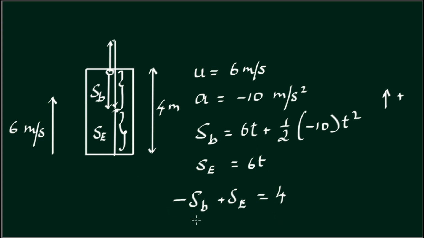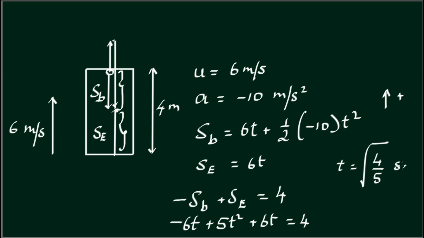So let's put this down. So minus 6t, here I have minus 5t squared, that becomes plus 5t squared, plus 6t is equal to 4. 6t and minus 6t cancel, so I get 5t squared is equal to 4, and that gives me t is equal to root of 4 by 5 seconds.